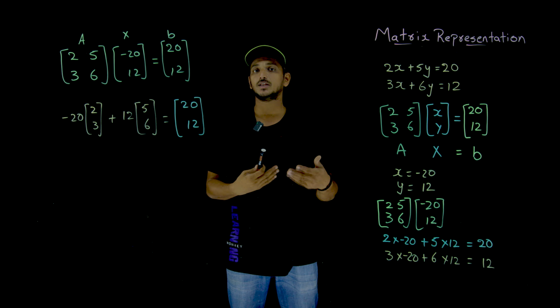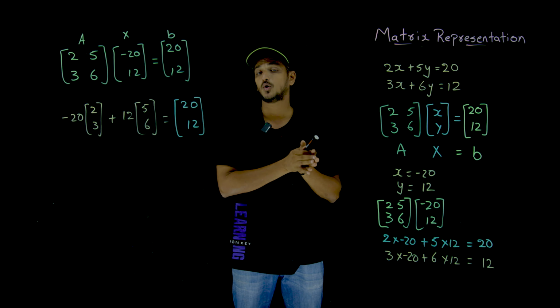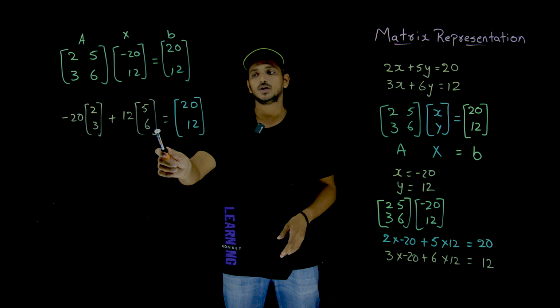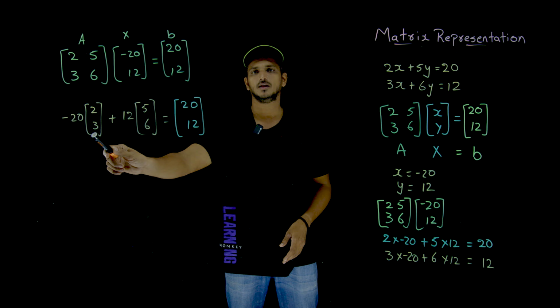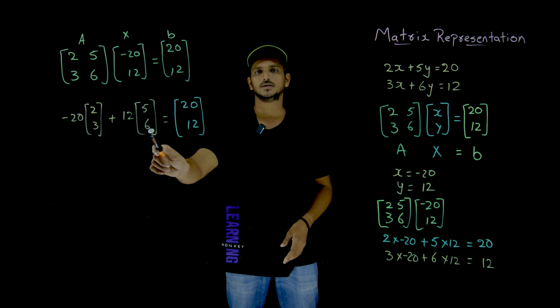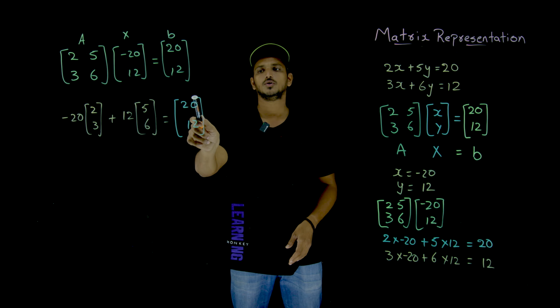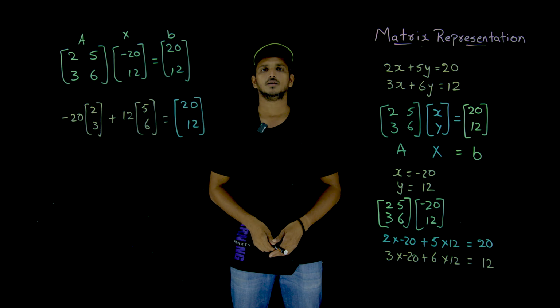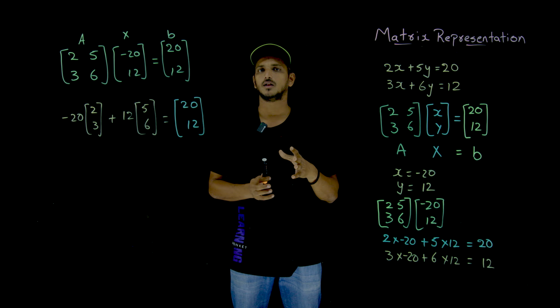Whichever way you do the multiplication, both are going to give you the same output. That is the point you need to understand. See how we are going to do this multiplication operation. Minus 20 multiplied by 2 is minus 40. Minus 20 multiplied by 3 is minus 60. Plus 12 multiplied by 5 and 12 multiplied by 6. These two vectors, if you add them, you are going to get 20, 12. So whichever way you do the multiplication operation, you are going to get the same output.